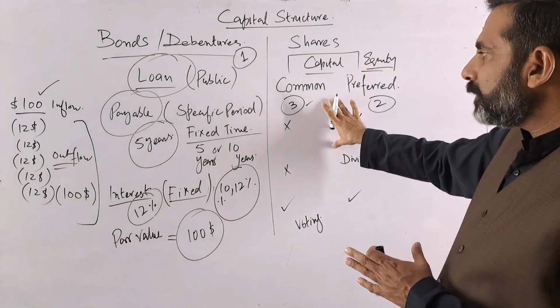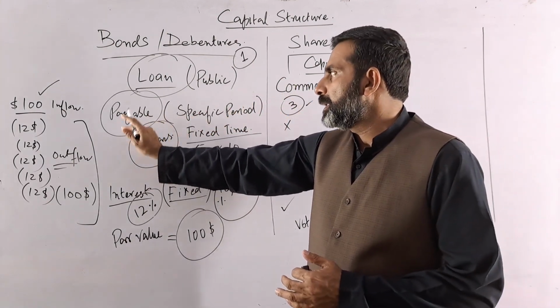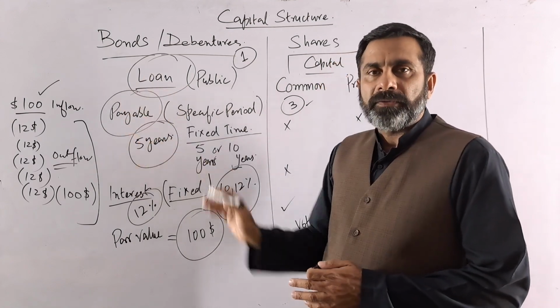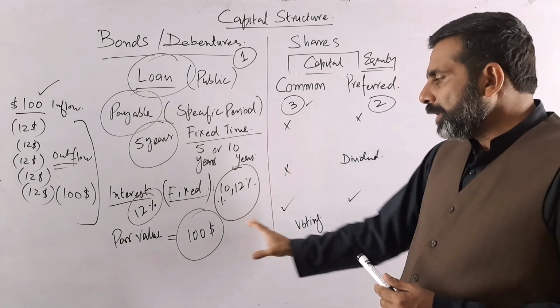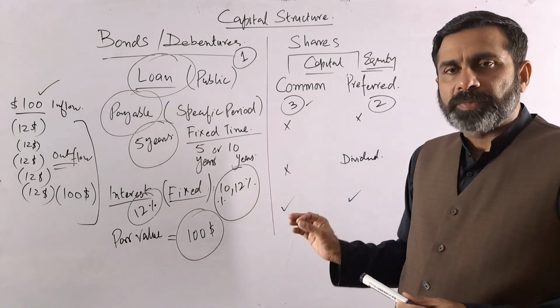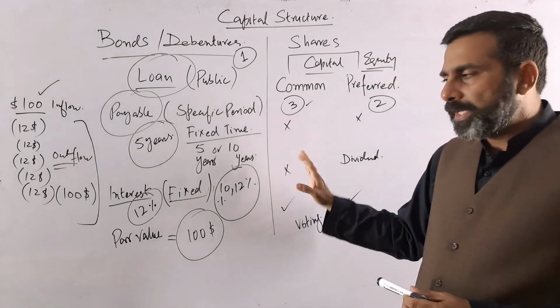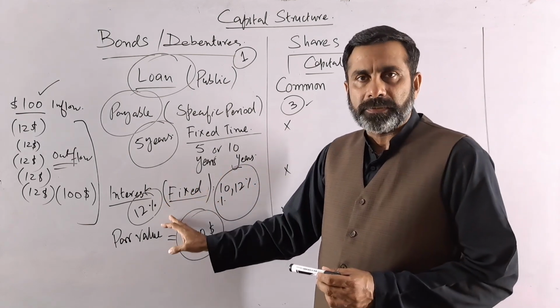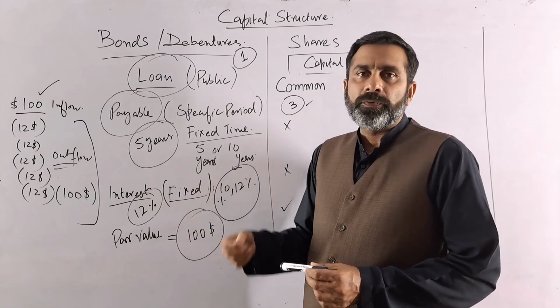It is the equity of the company, but the bonds or debentures are the payable, simply the loan or the liability of the company. So this is the main difference. The par value is there in all the cases, but in shares there is no fixed dividend, it is a variable dividend. Bonds have a fixed interest because it is not a share, it is a loan, so they have to pay the interest.